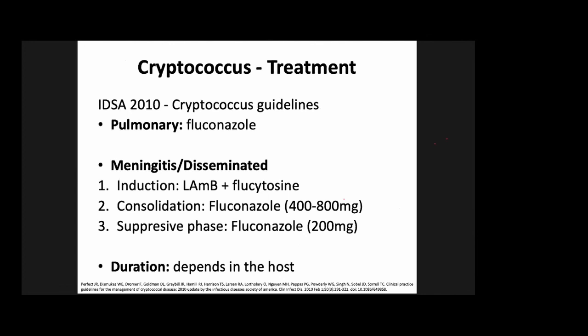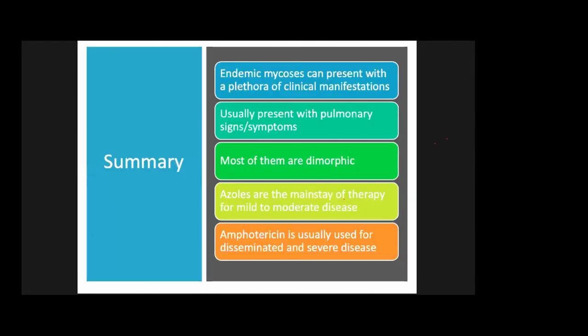So how is the treatment for this? It is the same as Cryptococcus neoformans. If you have meningitis or disseminated disease, you will treat with amphotericin and flucytosine for 2 weeks. After that, you will go through a consolidation phase and a suppressive phase with fluconazole. The duration of this will depend on the host and also on whether you can stop the immunosuppression state of these patients.